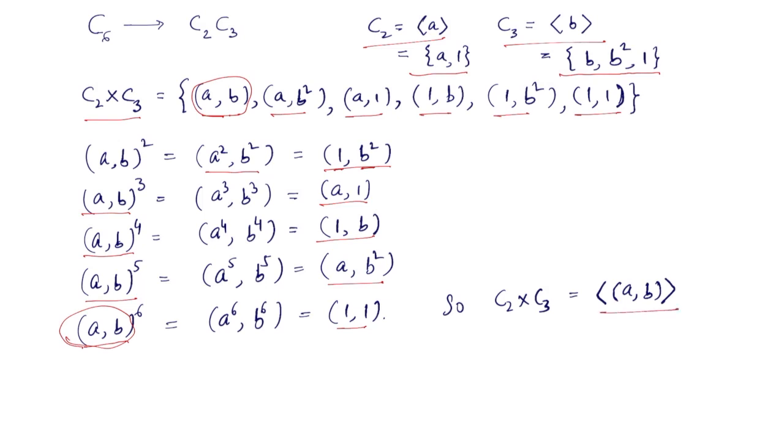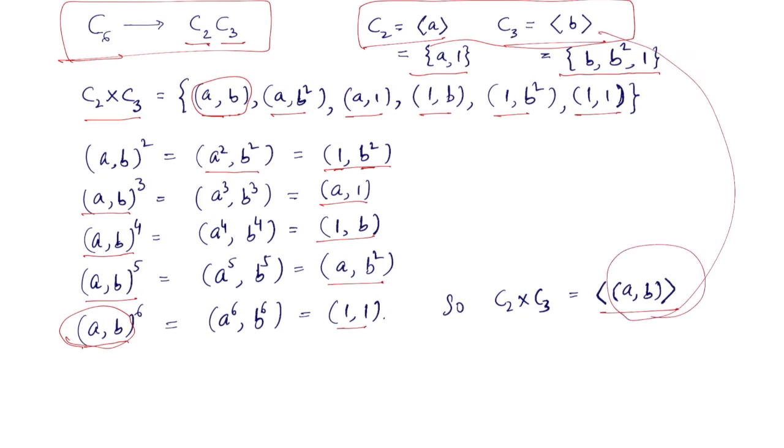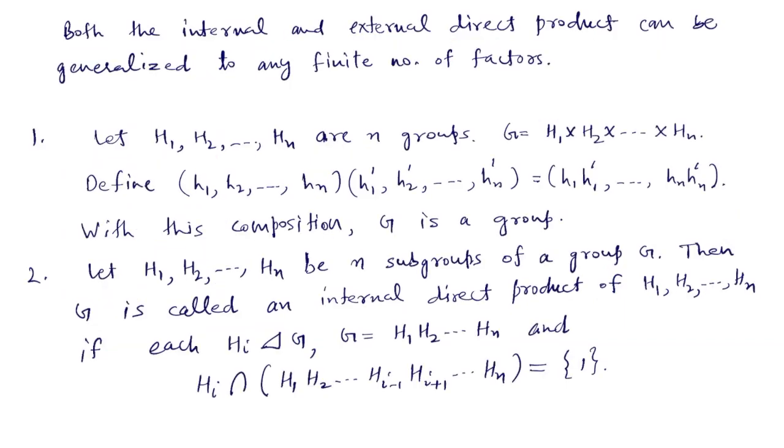So when we started with C6 and broke it into two parts, the two parts were a cyclic group of order 3 and a cyclic group of order 2. And if we do the reverse process, that means we start with C2 and C3, then we get in their cross product a cyclic group of order 6, that is simply C6. So in this sense there is no difference between external direct product and internal direct product. We can generalize the concept of internal direct product and external direct product to any finite number of factors.